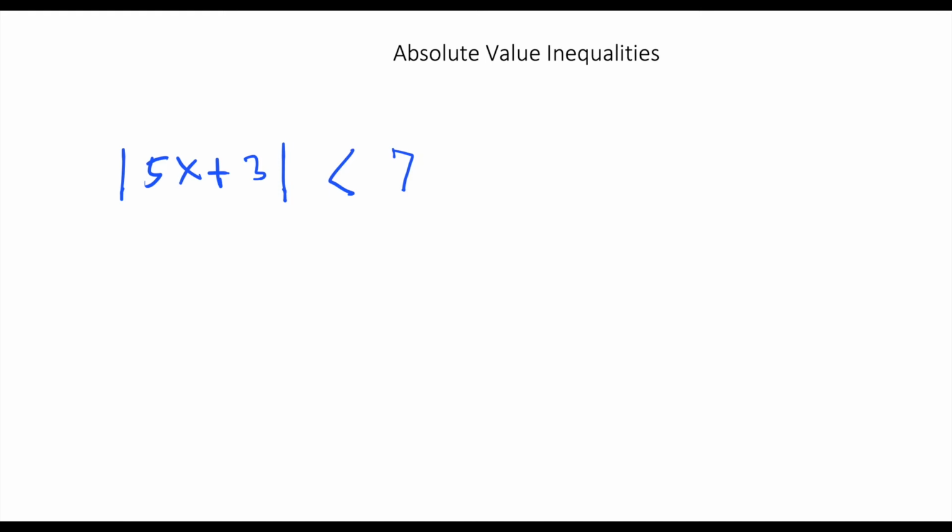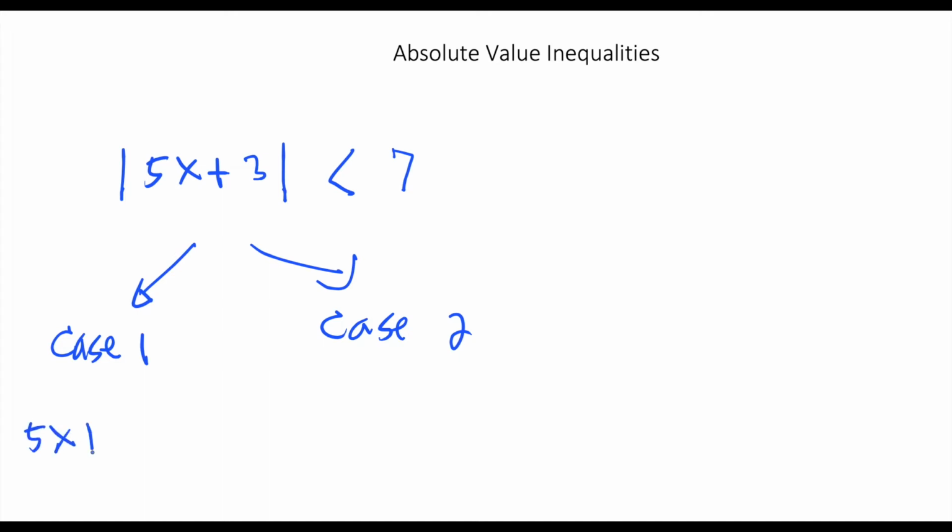Okay, so absolute value inequalities. When you have these, you're going to have two cases: case 1 and case 2. Case 1 means just take the bars off and solve it algebraically. So all you do is go 5x plus 3 is less than 7.